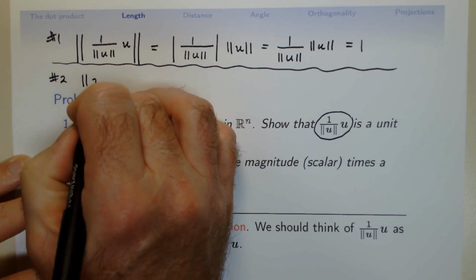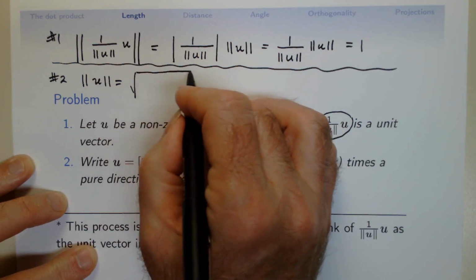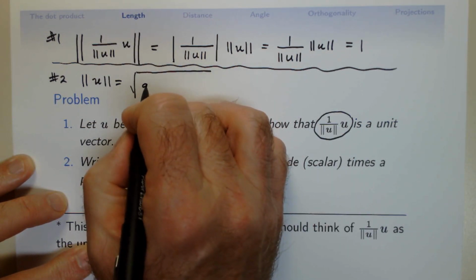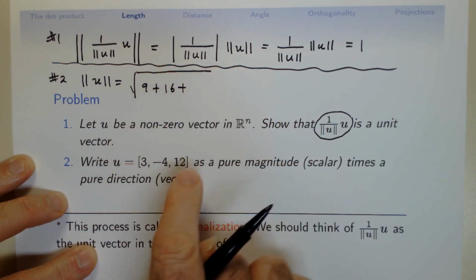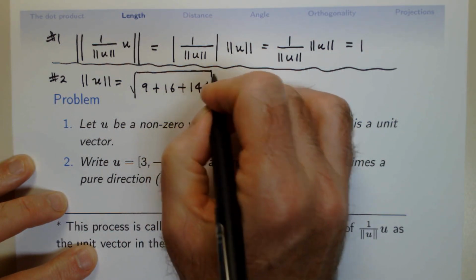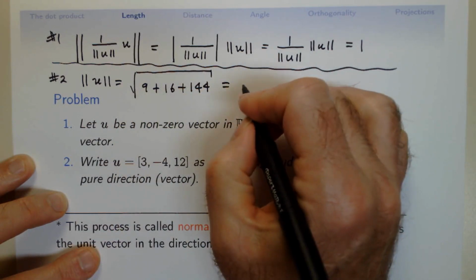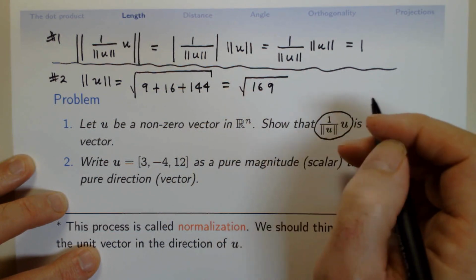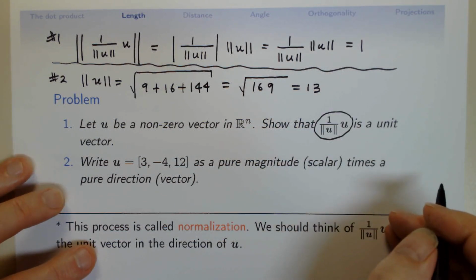So the length of the vector u is what I get by taking the square root of the sum of the squares of the components. So I'm going to get a 9, a 16, and 144. Now I've set this one up to work out nicely. These three numbers together give me 169, which is a perfect square. That's 13 squared. So the length of this vector u is 13.